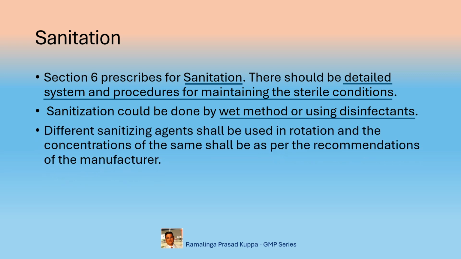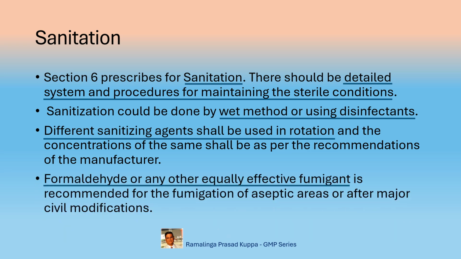Different sanitization agents shall be used in rotation and the concentrations of the same shall be as per the recommendations of the manufacturer. To make the sanitization procedure effective, it is necessary to rotate the usage of disinfectants frequently. Formaldehyde or any other equally effective fumigant is recommended for fumigation of aseptic areas or after major civil modifications.